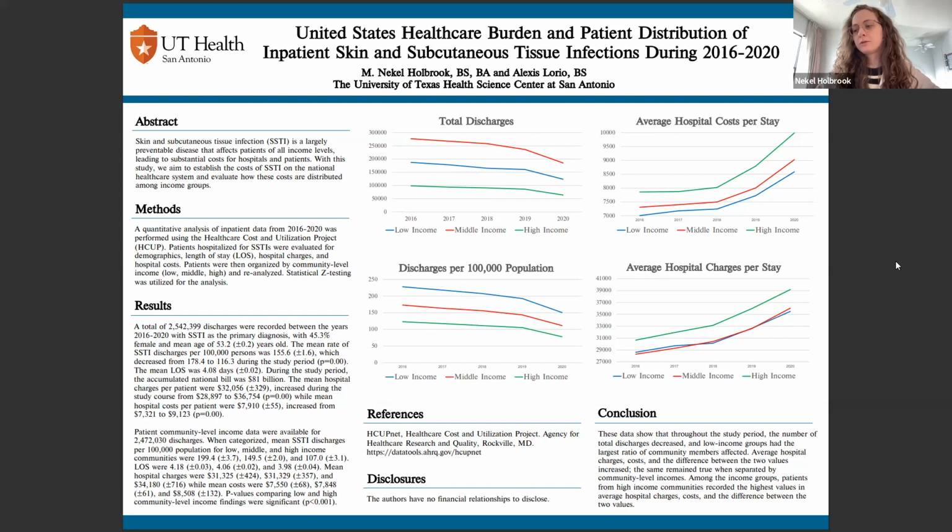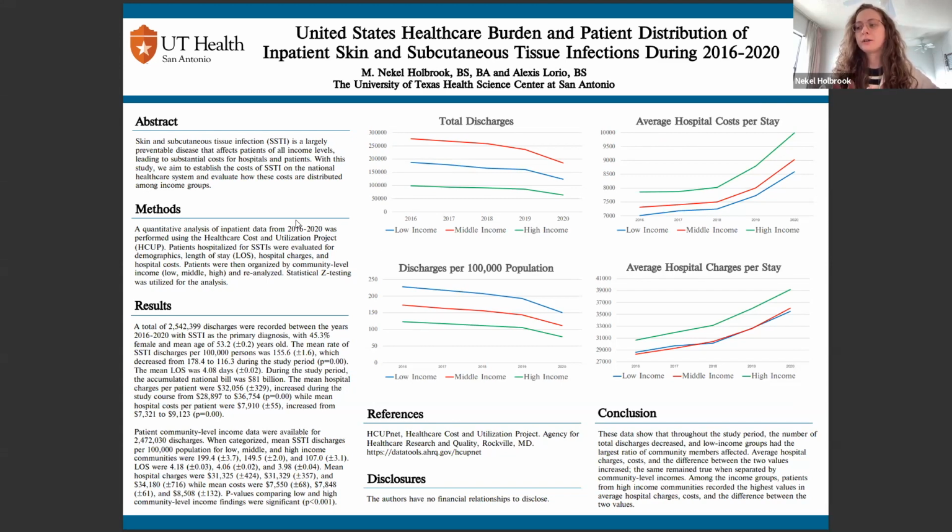On the bottom left, though, we did control for population in the different groups, which you can see kind of flipped the colors around for our low, middle, and high income community level groups. And you can see that it is most affecting low income groups, followed by middle, and then high income is the group that is least affected.